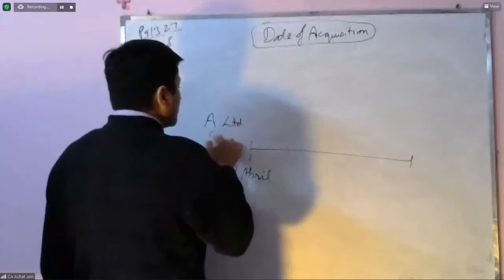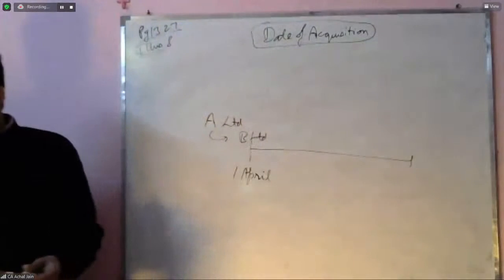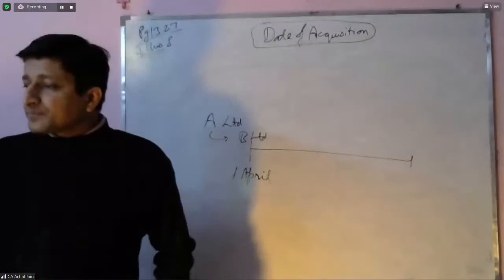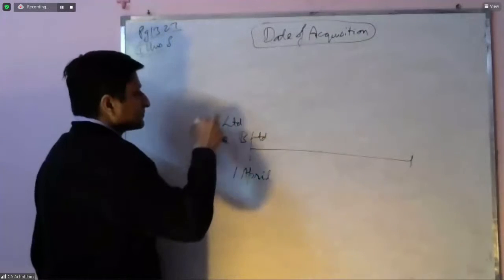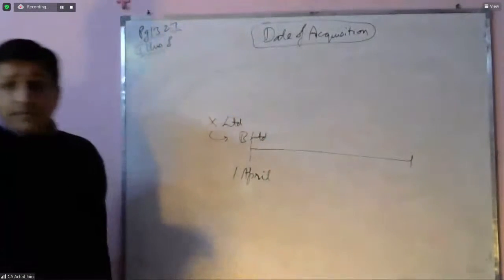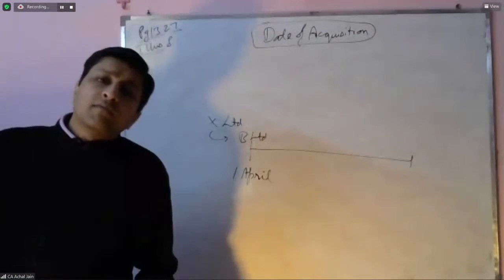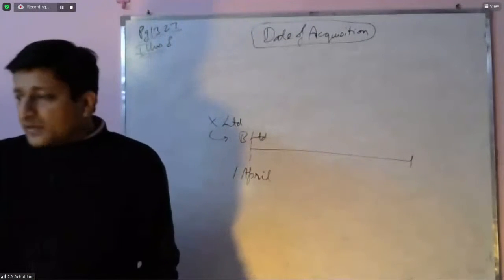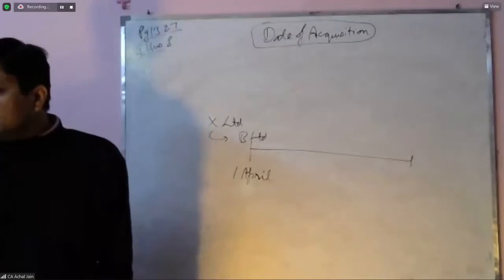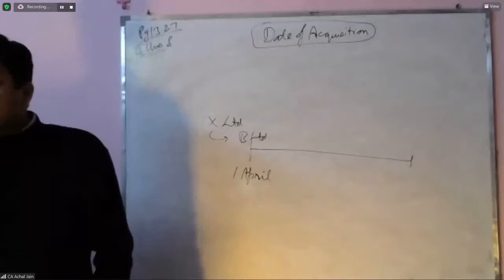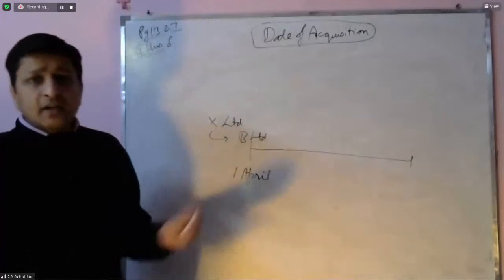A Limited agreed to acquire B Limited. Sorry, it's X Limited. X Limited agrees to acquire shares of B Limited and all will be purchased in the form of equity. As per the binding agreement, X Limited will get the effective control on 1st of April. So X will also get control over B.